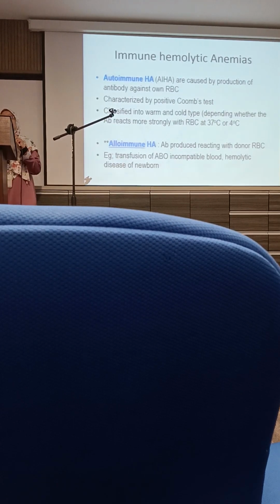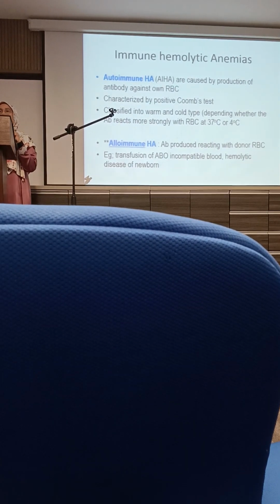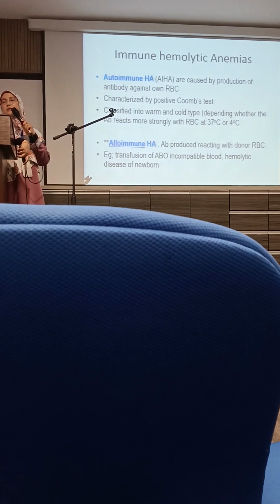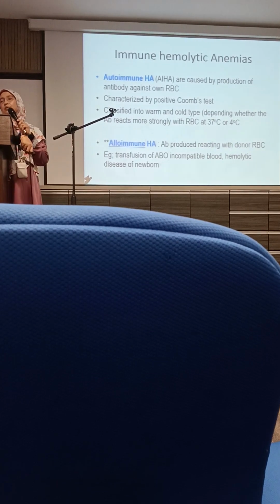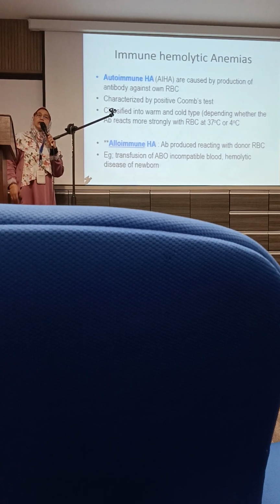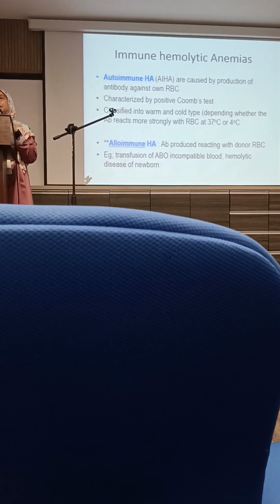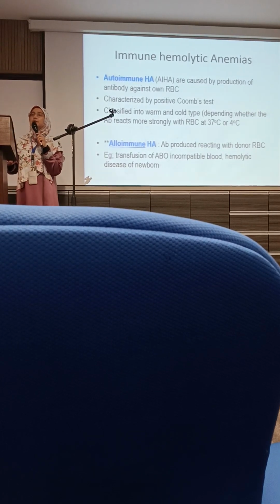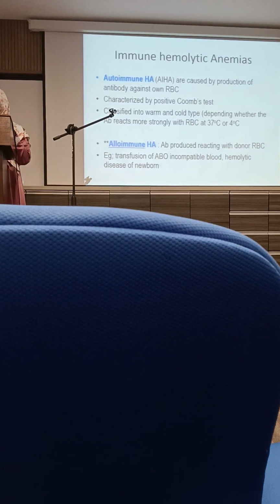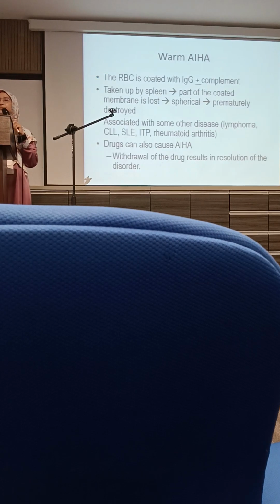Okay, immune hemolytic anemia. It can be auto or allo. So autoimmune is caused by production of antibody against your own red cells, and it is characterized by positive Coombs test. They can be classified into warm and cold type, depending on whether the antibody reacts strongly with red cells at body temperature or at a lower temperature. Okay. Alloimmune is antibody produced reacting with donor red cells, for example, transfusion of ABO incompatibility or hemolytic disease of the newborn.